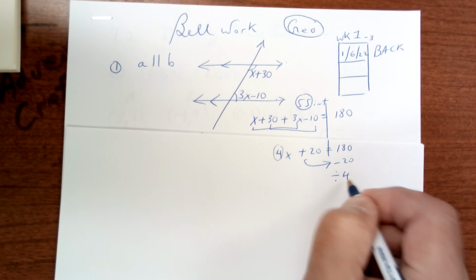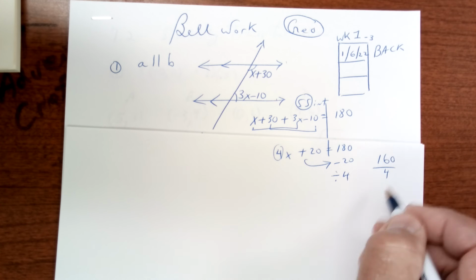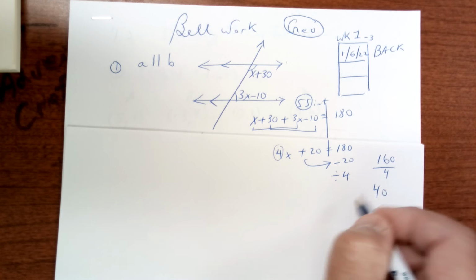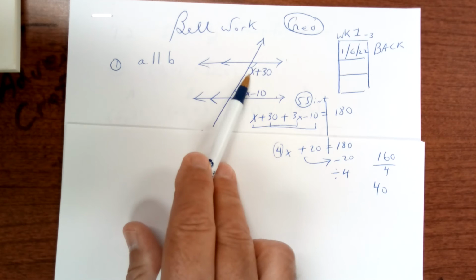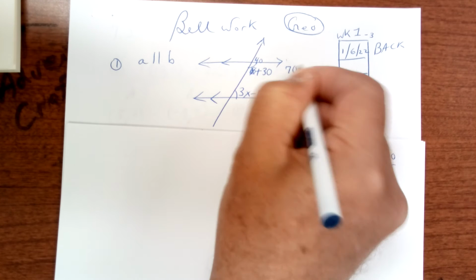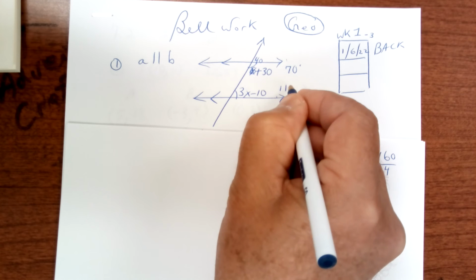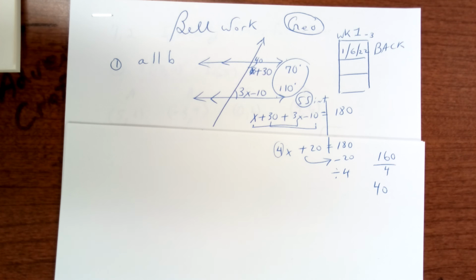When you subtract, you get 160. Divided by 4 is going to be 40. So x is equal to 40, and 40 will make those lines parallel. Now, if you want to find out this angle, you would put 40 plus 30 and get 70 degrees. And this one has to be 110 because it's got to add up to 180 degrees. And there it is. And you're going to have this problem or one like this for your homework EOC work.